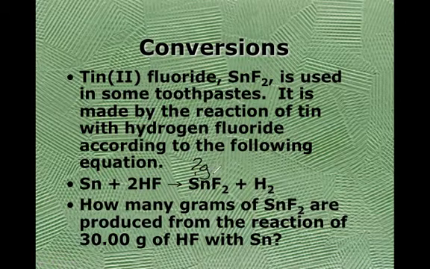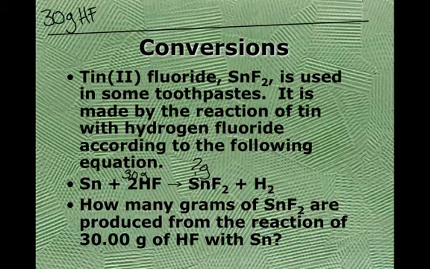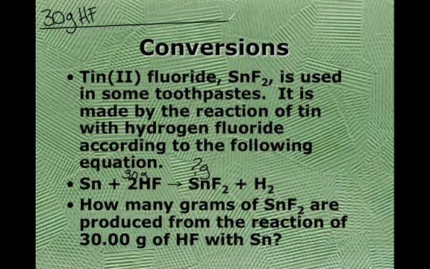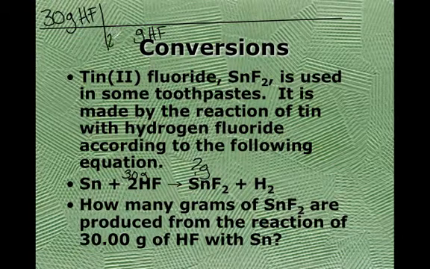So how many grams from 30 grams of HF? I need to start with 30 grams of HF. We have to change grams to moles first, so we have grams of HF on the bottom. That's 20.01. Fluorine is 18.998, so you round that to 19.